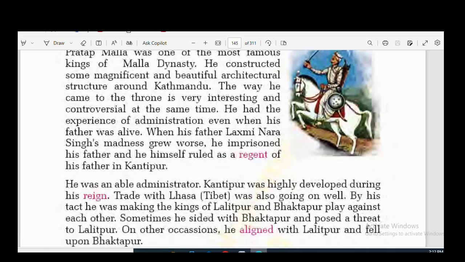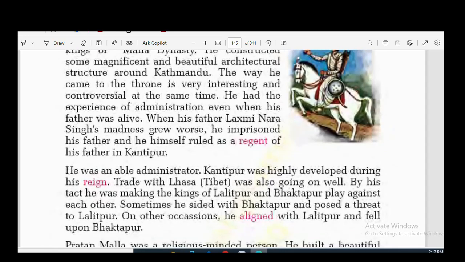When his father Lakshmi Narasimha's madness grew worse, his father was a mad king, known as the Mad King. He imprisoned his father and he himself ruled as a regent of his father in Kantipur state. His father was so mad that because of his madness he was about to ruin the state, so he imprisoned his father, and he started ruling the state in the place of his father.